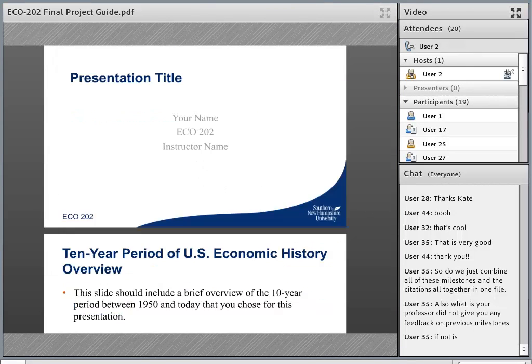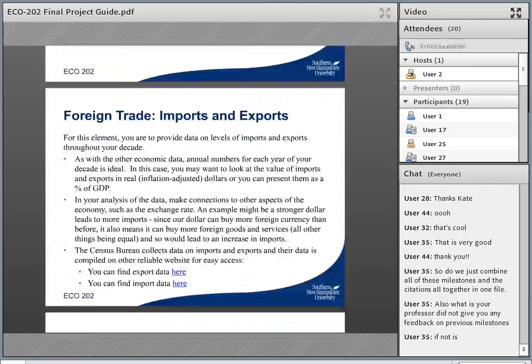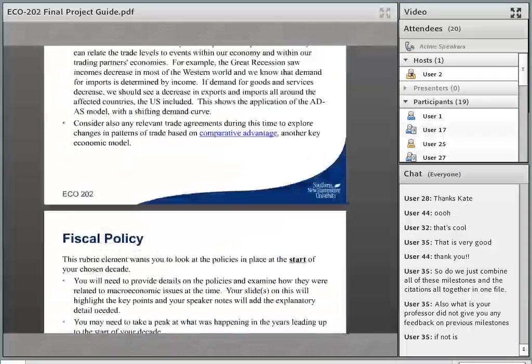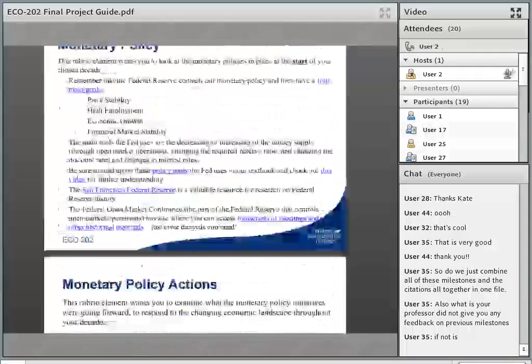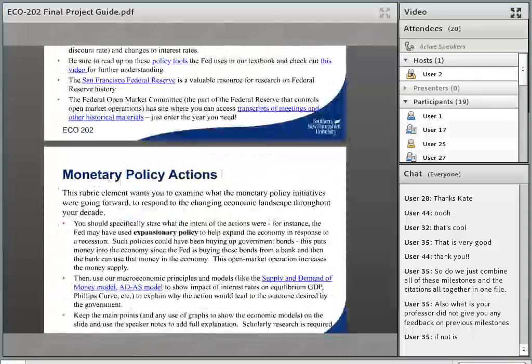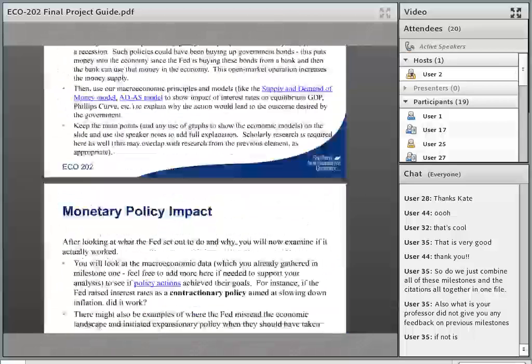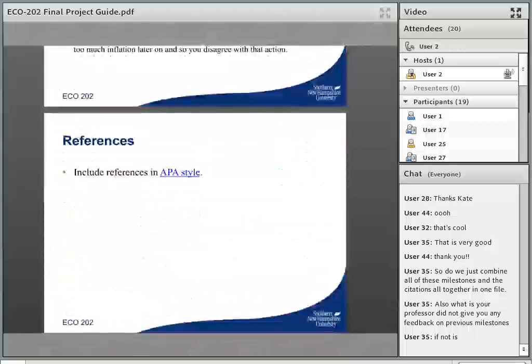PowerPoint makes it really easy to copy paste a slide from different files into a new file. So you can maybe start with milestone 1. You're going to add those 2 slides on foreign trade, and then you can just copy paste the fiscal policy slides into there, copy paste the monetary policy slides into there, and then add in your conclusion slides. So it will look like this. It's probably going to be about 20 slides, 25 slides long.